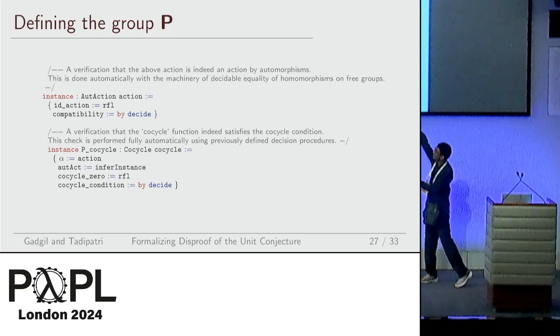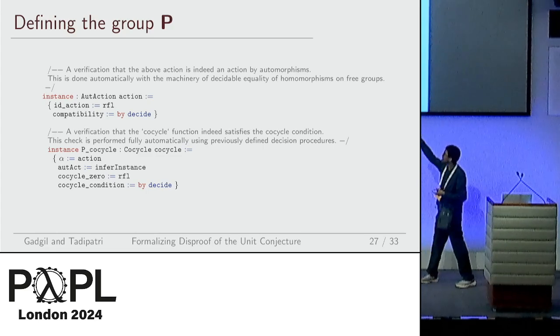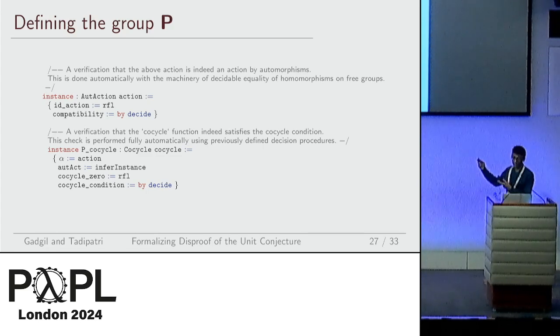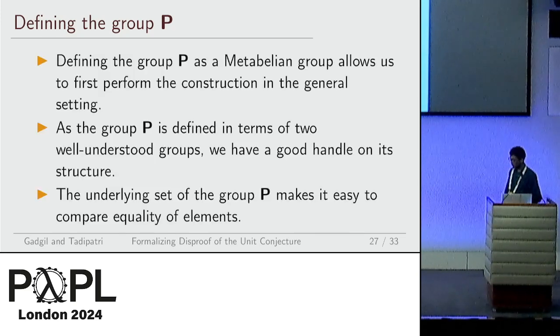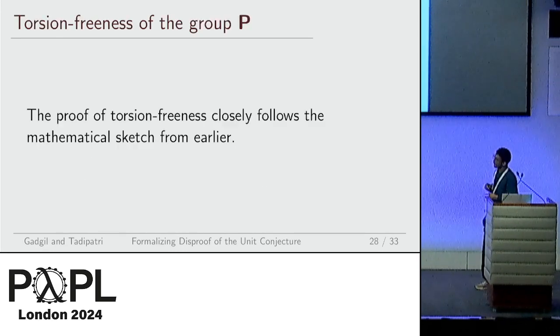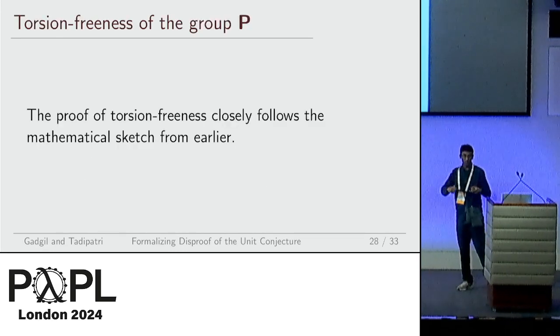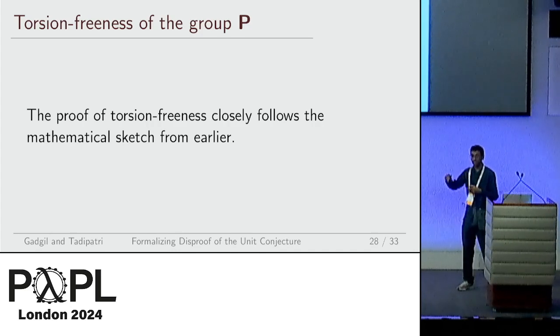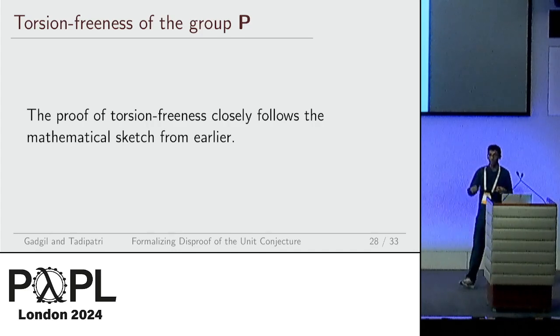So this in total is the verification that the group action and the cocycle are in fact maps that satisfy the properties. And now we can define the group P as a metabelian group. And with the group P defined, we turn to torsion freeness. It's more or less the same as the mathematical sketch we've seen earlier, so I'll be brief here.